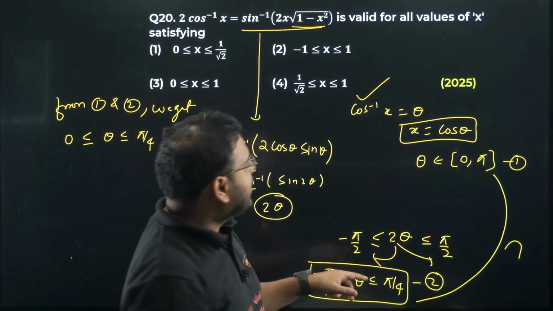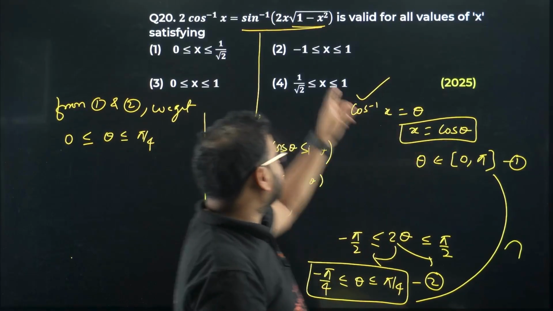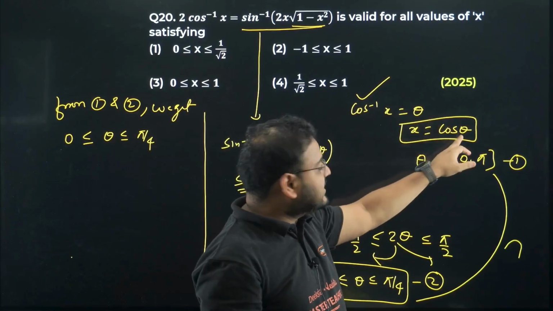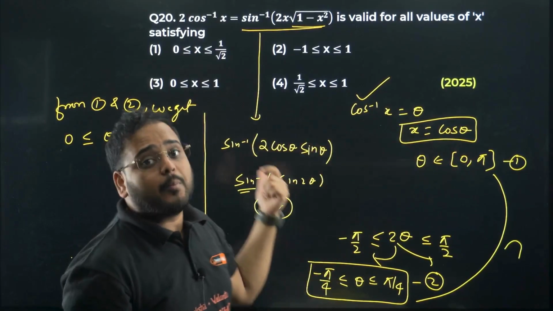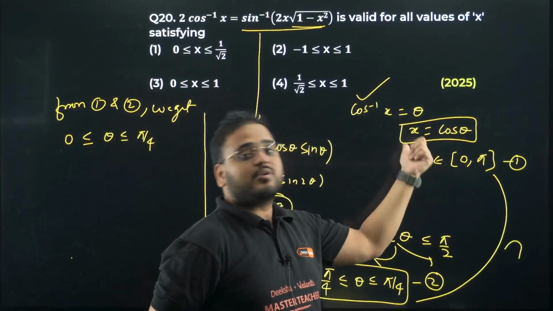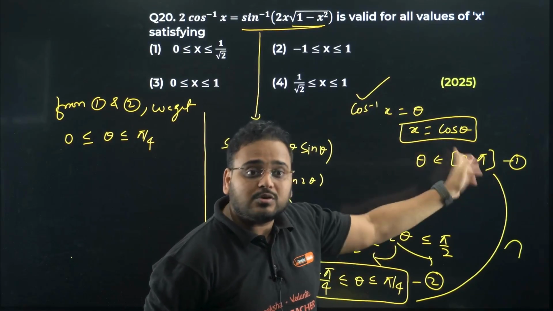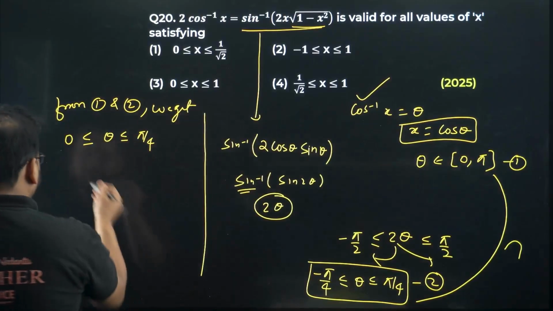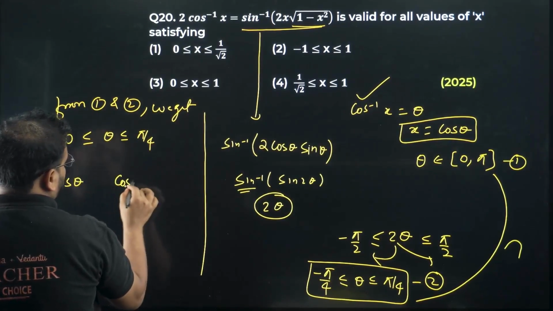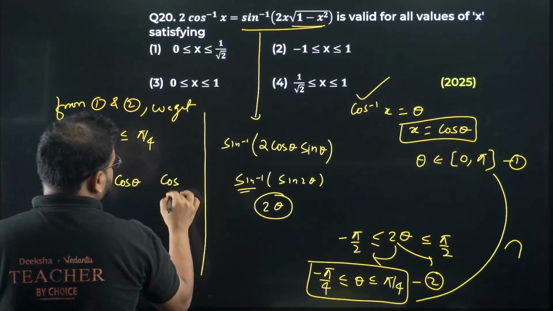But what do I want? I want x, right? I want the value in terms of x, the domain of x. So to write theta in terms of x, how do I do that? By operating cos on both sides. So I get here cos 0, cos theta, and cos pi by 4.